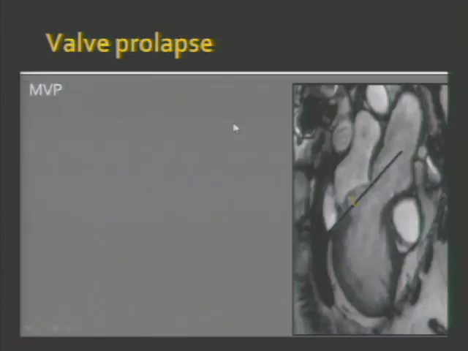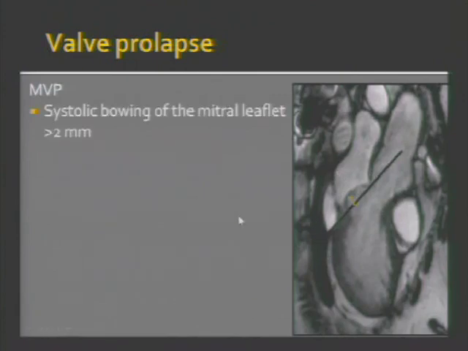The last thing I want to show you is valve prolapse. In fact, this is the very example I showed you for aortic regurgitation. Valve prolapse is basically the systolic bowing of the mitral leaflet into the atrium. There's a measurement for it, but a lot of the time it's based on visual assessment. It's a common cause of mitral regurgitation.